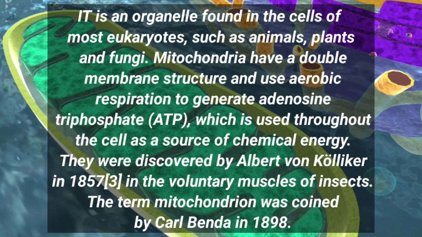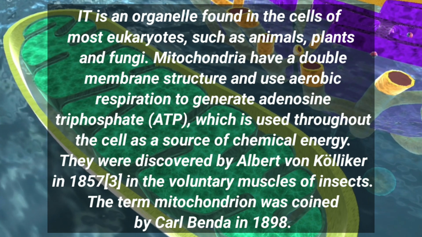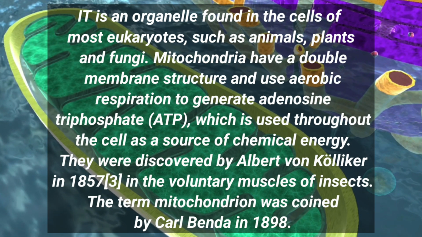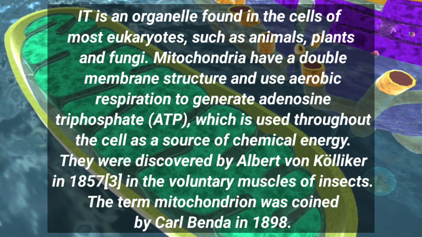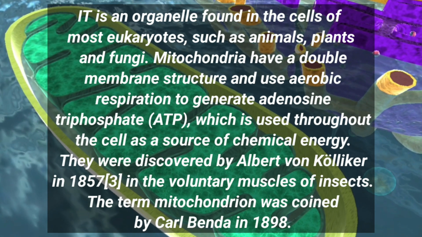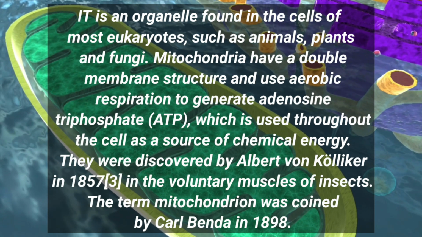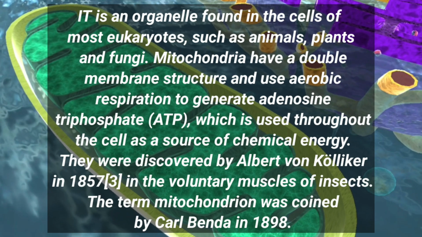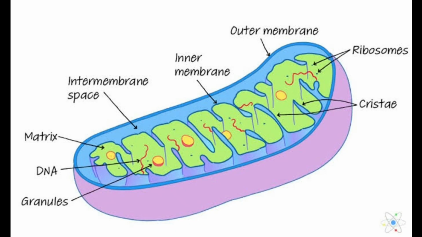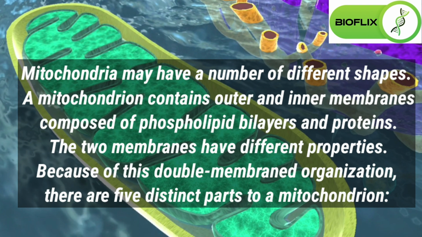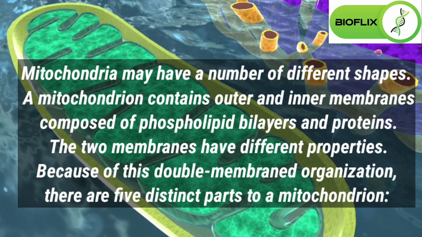They were discovered by Albert von Kolliker in 1857 in the voluntary muscles of insects. The term mitochondrion was coined by Carl Bender in 1898. Mitochondria may have a number of different shapes.